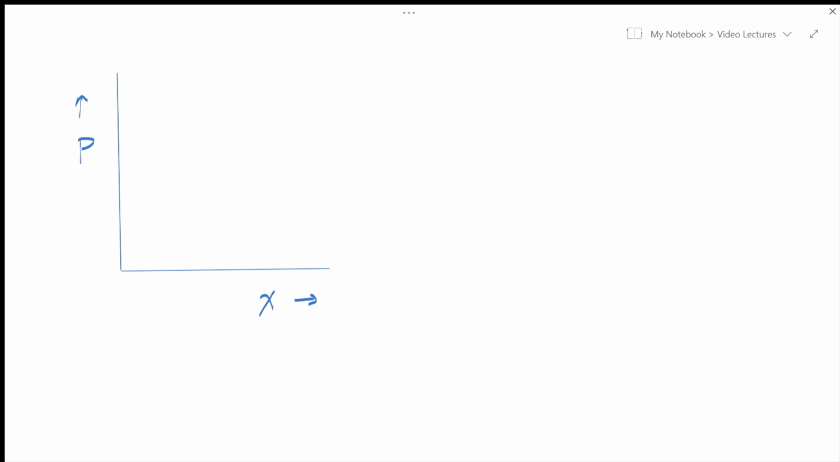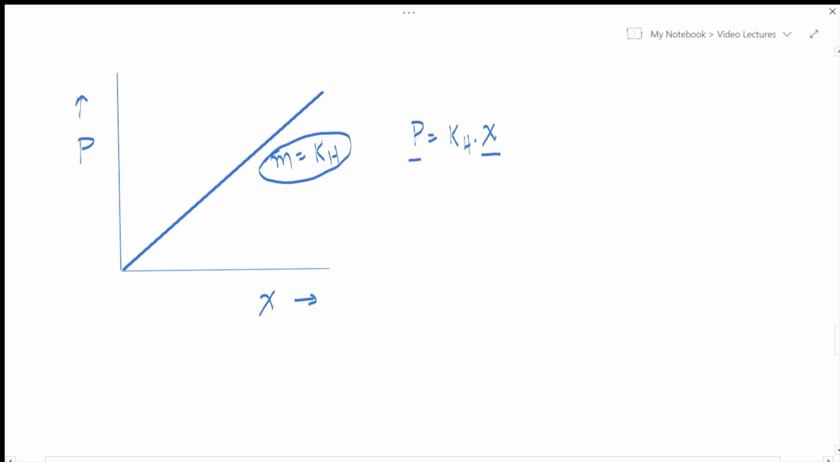A plot of P versus x_i gives us a straight line which has a slope of m equals KH. This you get from the equation P is equal to KH into x_i. Now, different gases will have different values of KH, so the slope of this graph will depend upon the gas and solvent mixture which is being used.